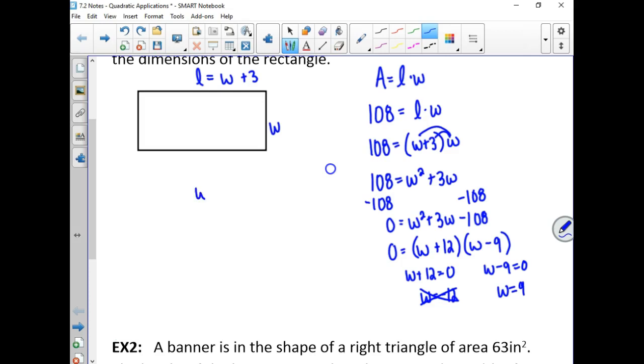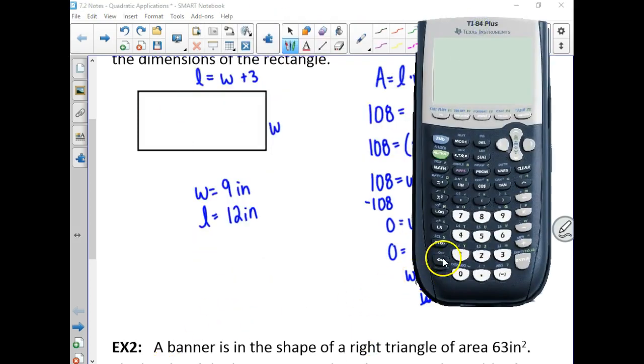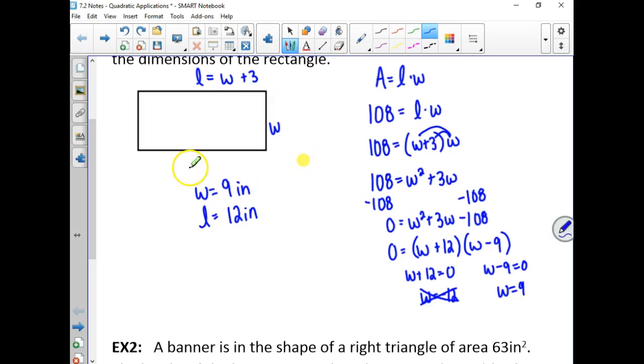So our width is 9 inches long, and we know the length is 3 inches longer than that, so our length is going to equal 12 inches long. So our rectangle is 9 by 12 inches. You can check to make sure that you have the right area pretty easily by just doing 9 times 12, which I really shouldn't even have to use the calculator for, but I am right here. 9 times 12 is 108, so we know we have the correct area.